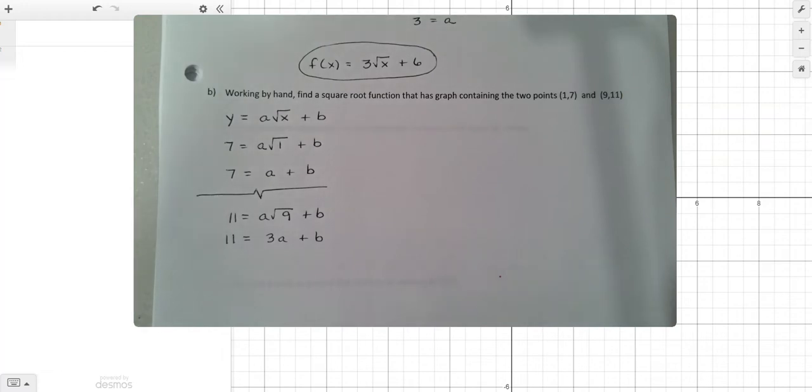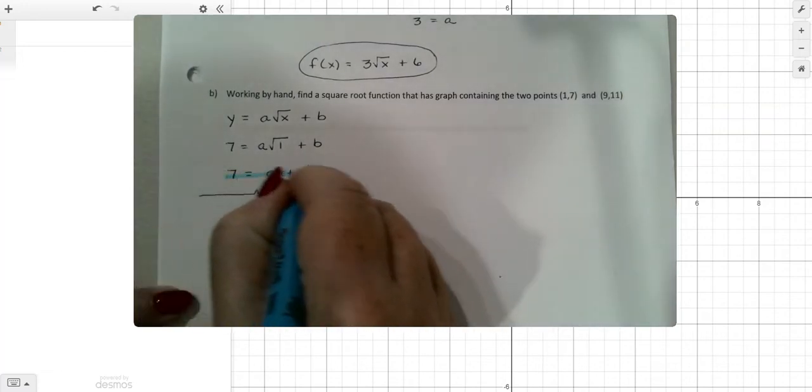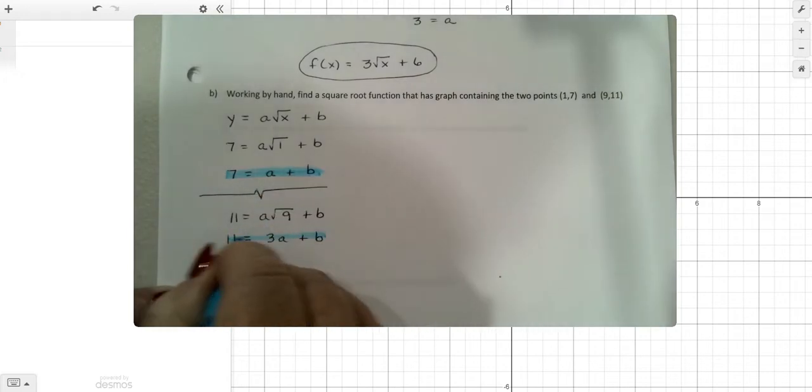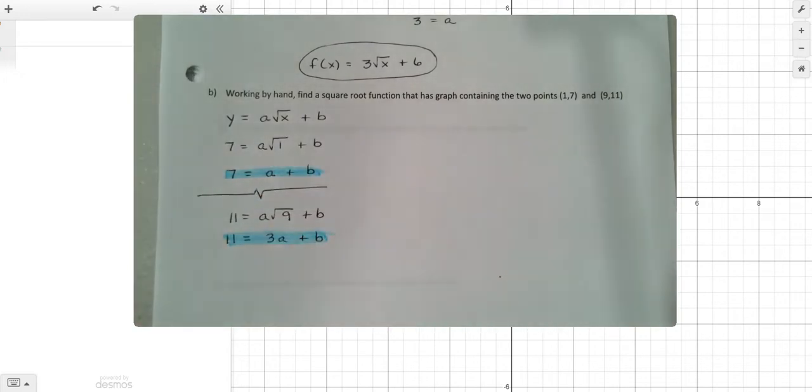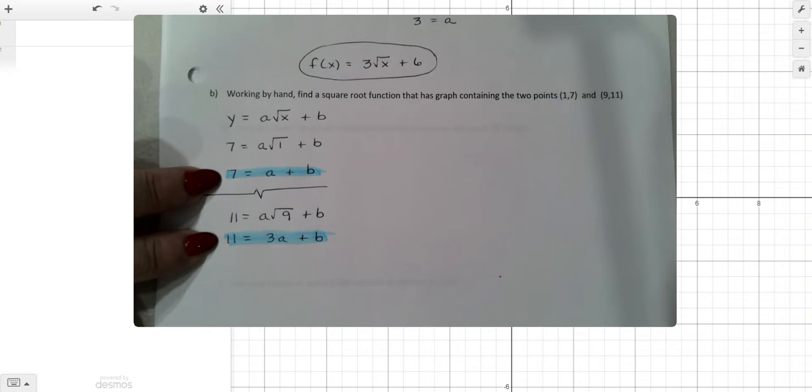If, however, I put these two equations together, I now have a system of equations, 2 equations and 2 unknowns. And if you think all the way back to unit 2, when we were working with linear functions, we solved systems of equations like this. We had both a substitution method and an elimination method. Either one works. I'm just going to go ahead and use elimination.